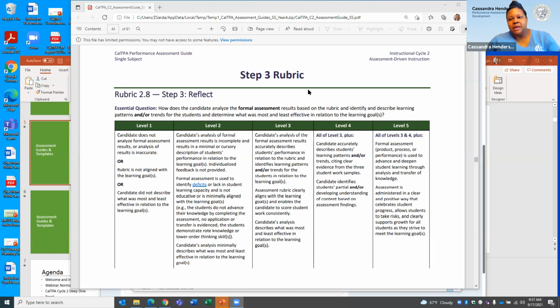It may be helpful for candidates to practice writing a reflection, even outside of the TPA, just because it seems to be a skill that a lot of candidates really struggle with: how to truly reflect.